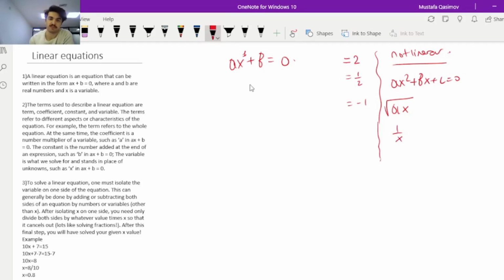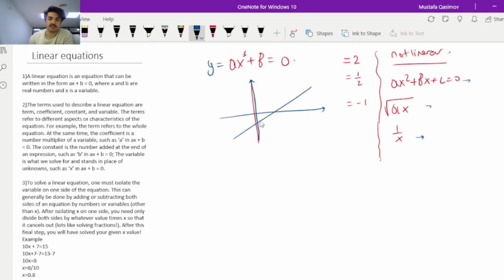Why do we call this one a linear equation? Because when we take this equation as a function and draw it, it will be just a line. For these ones, it will not be a line.